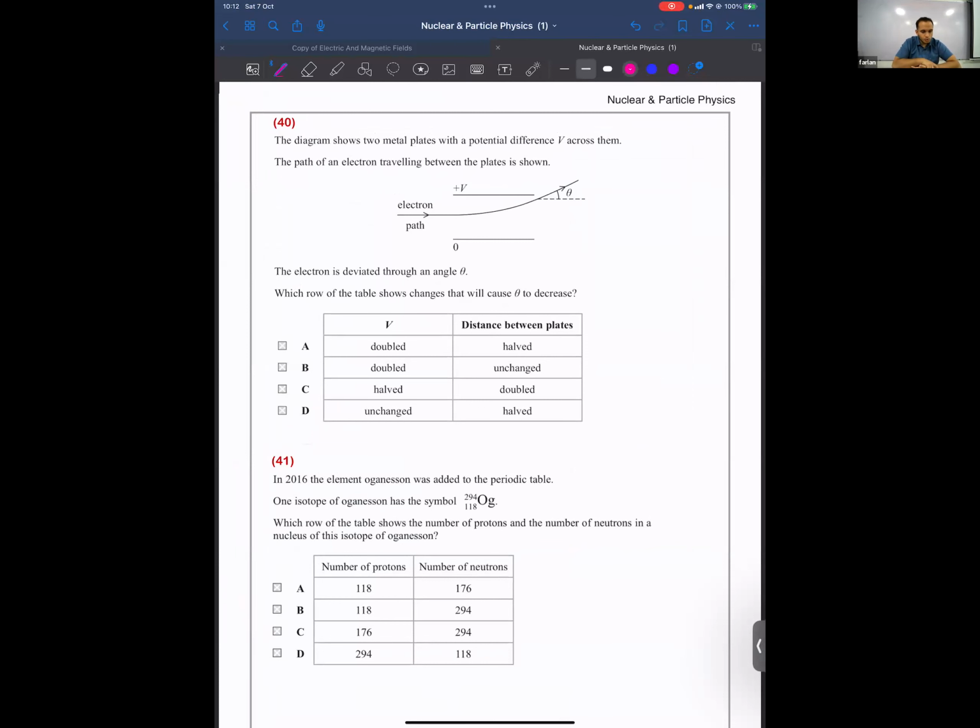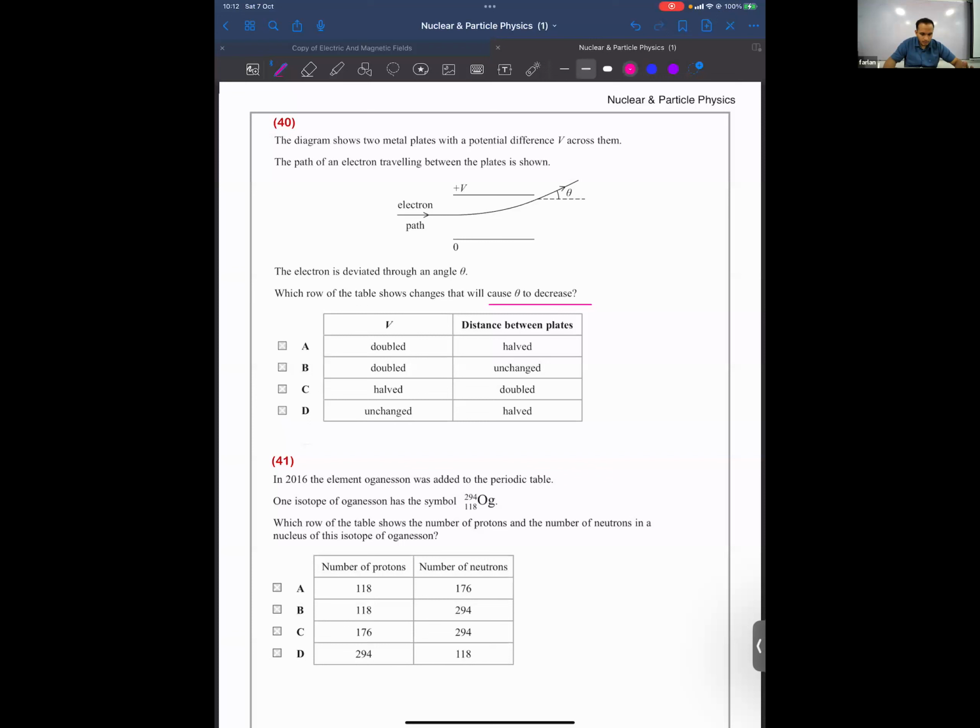The diagram shows two metal plates with a potential difference V across them. The path of an electron traveling between the plates is given. The electron is deviated through an angle theta. Which row of the table shows the changes that will cause theta to decrease? Now this is about the deflection.